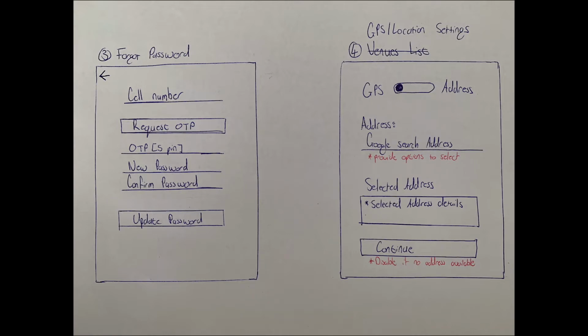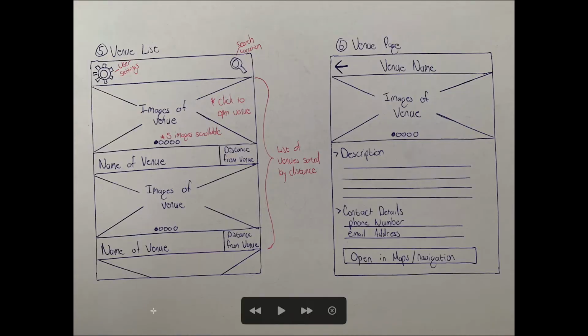And then the moment we have the address or a location, we can go ahead to the next page. So the moment they've created an account, they've logged in, and we have a location, we will then be taken to the home page. It will be your venue list, because this is the main thing that users would like to see. On this page, you'll be able to click on user settings in case you'd like to change your GPS or location settings, or update your username, or update any of your profile details.